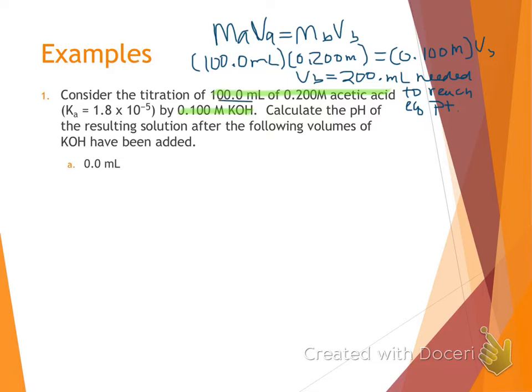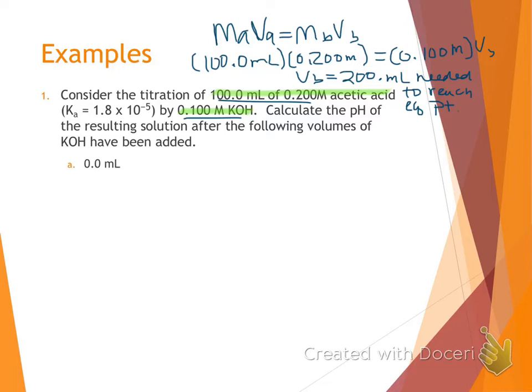On this one, the math is pretty easy, so if you figure that out mentally without actually working it out, that is perfectly okay as well. I'm going to keep that in mind because it's going to help me determine where I am in relation to that. Am I at that half equivalence point, etc. Well, the first volume that we're looking at is when we've added 0 milliliters of KOH. If we've added 0 milliliters of KOH, all we have is our acetic acid.